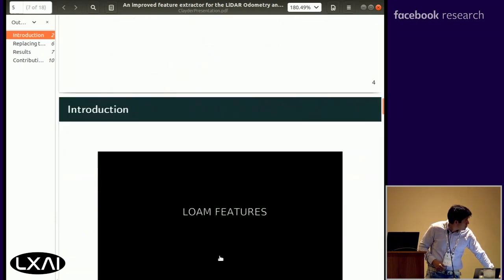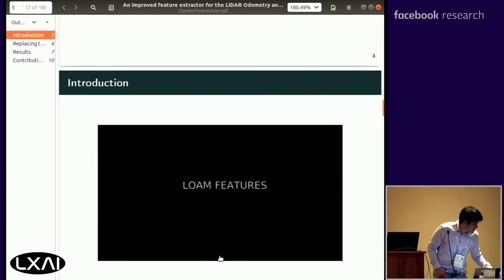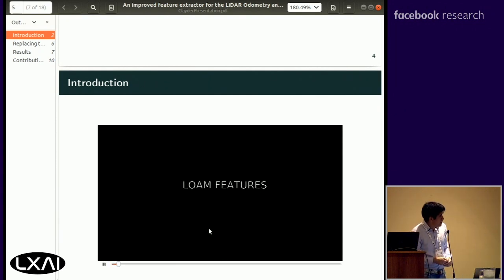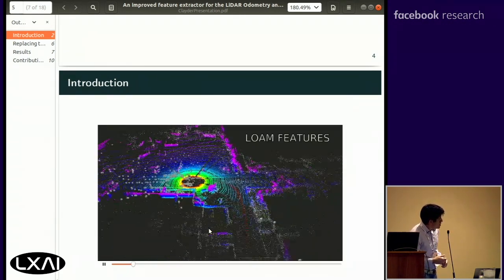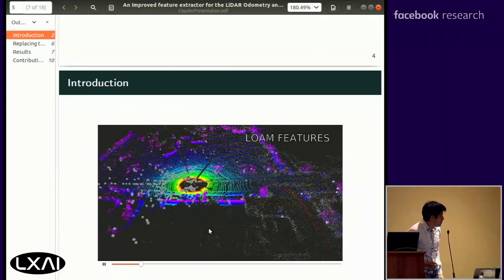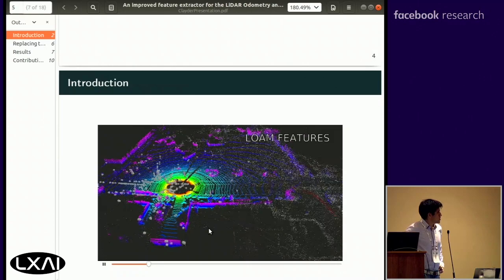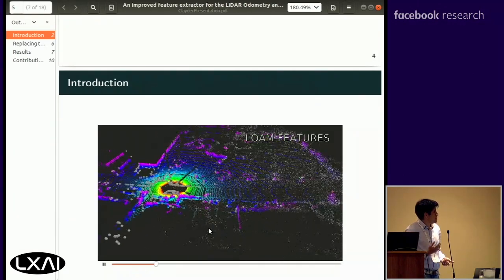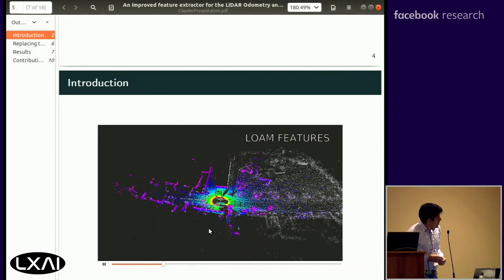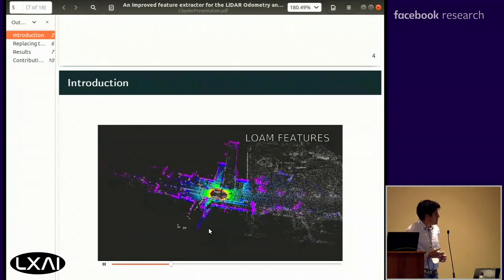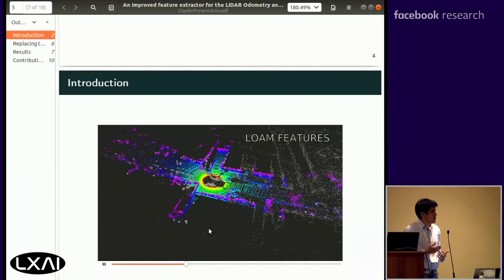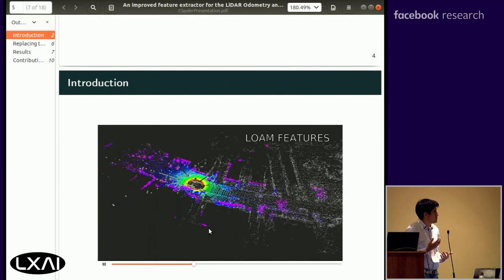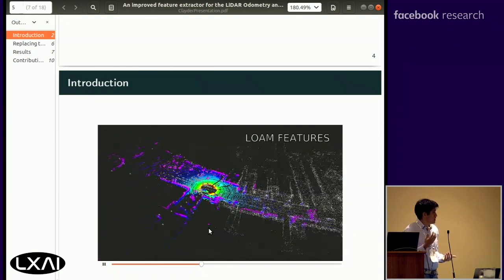So this is an example of the LiDAR odometry and mapping using the LOM features. The gray cubes are the features that the original LOM algorithm is extracting in the LiDAR scan. And one thing I noticed about these features is that they were not very stable, and they were not being repeated on each complete 3D scan.